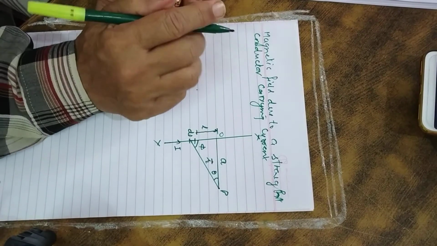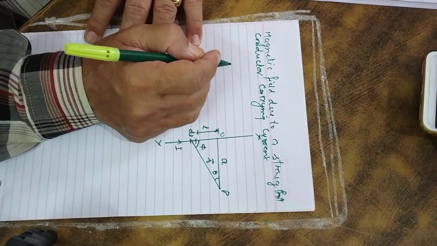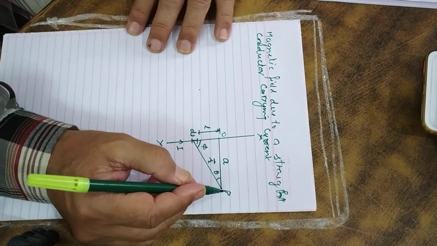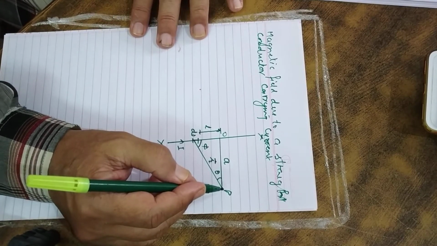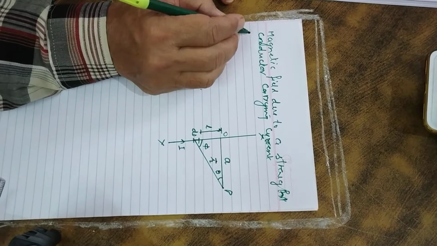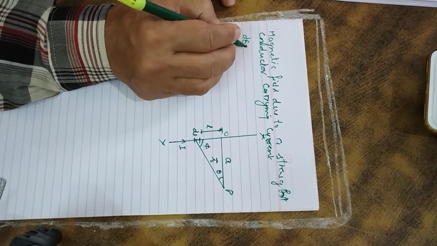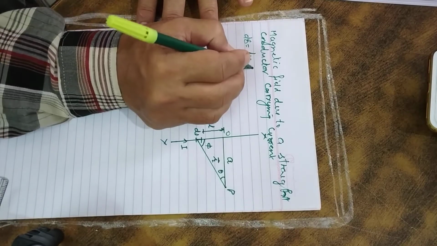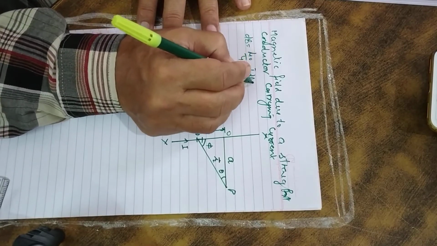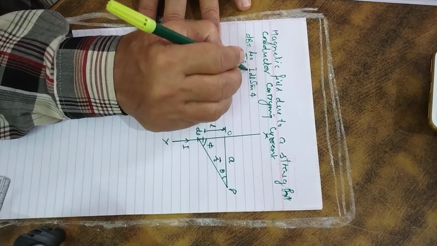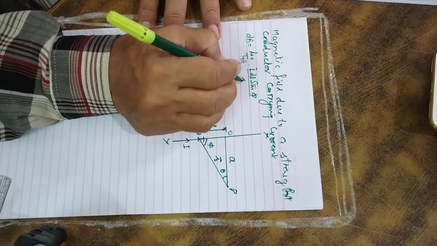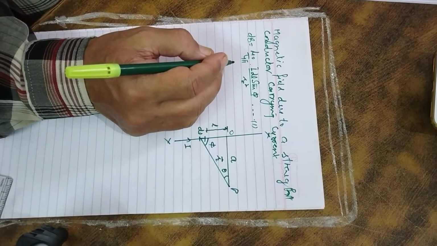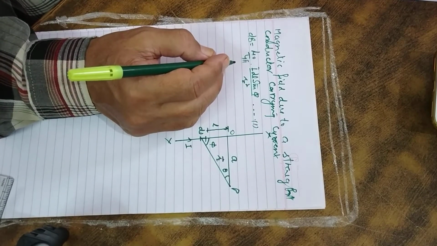Conductor is XY. So what is the small magnetic field due to this current carrying element dl at this point P according to Biot-Savart's law? According to Biot-Savart's law, dB is equal to mu0 upon 4 pi, I dl sin phi upon r square. This is our equation number 1.